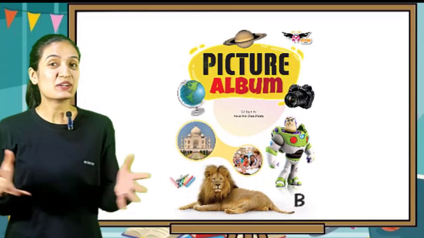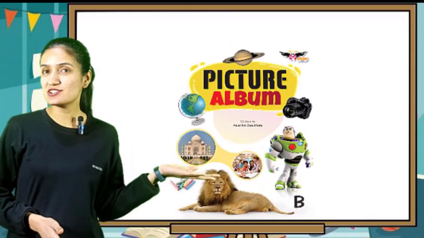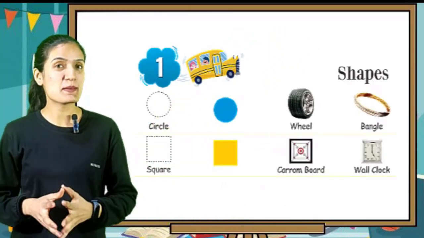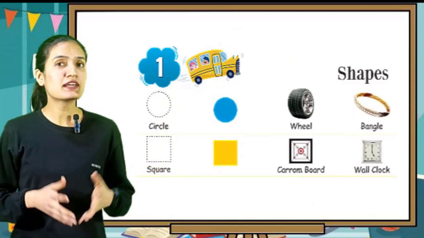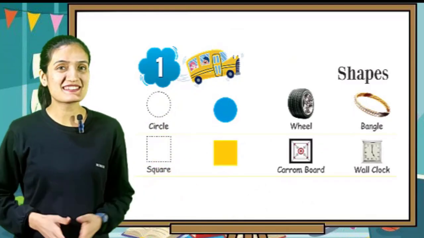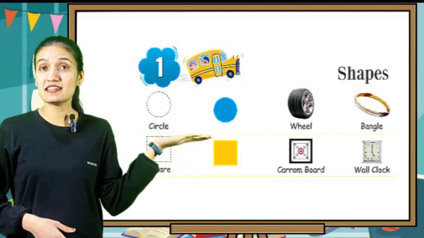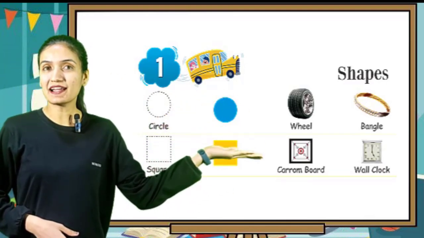Hello kids, today we are going to start picture album V. So let's begin with chapter 1, shapes. Do you know there are various shapes around us? Let's see the first, circle. Here you can see wheel, bangle.